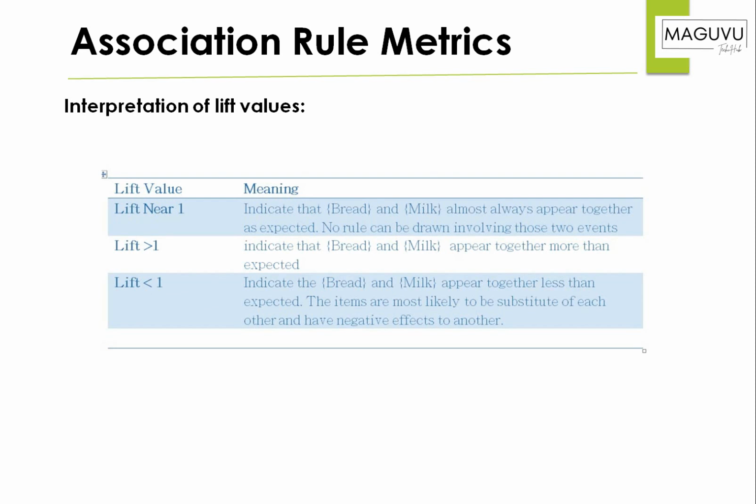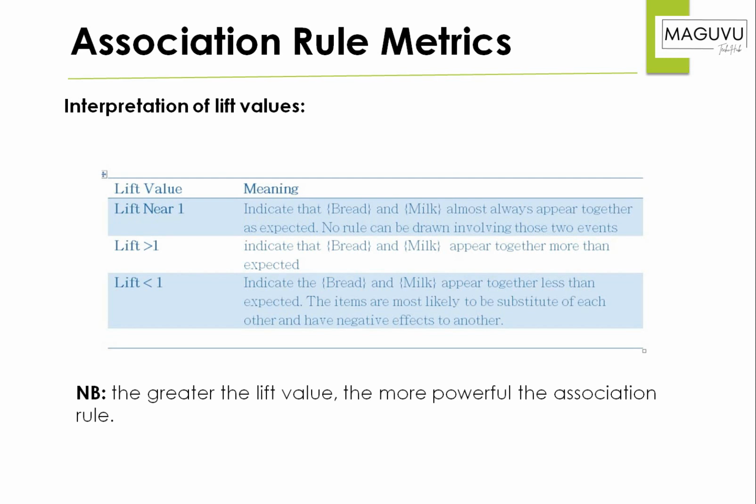In other words, it represents, or is most likely to represent, that these two products are most likely to be substitutes. That is, they've got negative effects. If one is purchased, the other one is not going to be found in the basket, right? The greater the lift value, the more powerful the association. So basically that's the key point to take when you are going to interpret the lift. The greater the lift, the more powerful the association value.